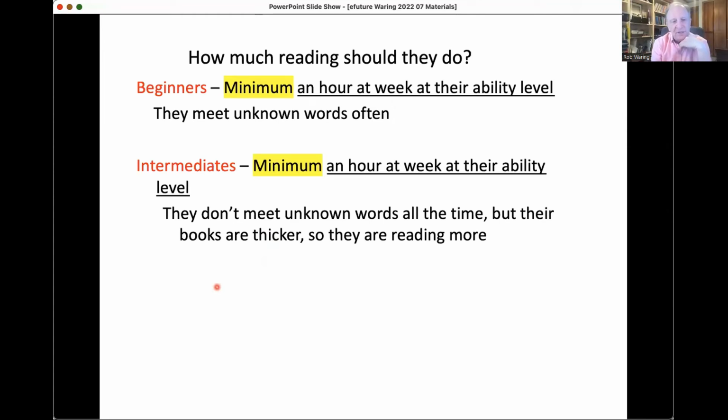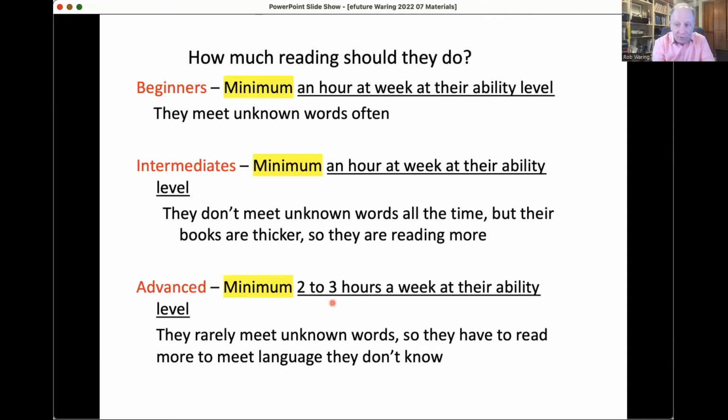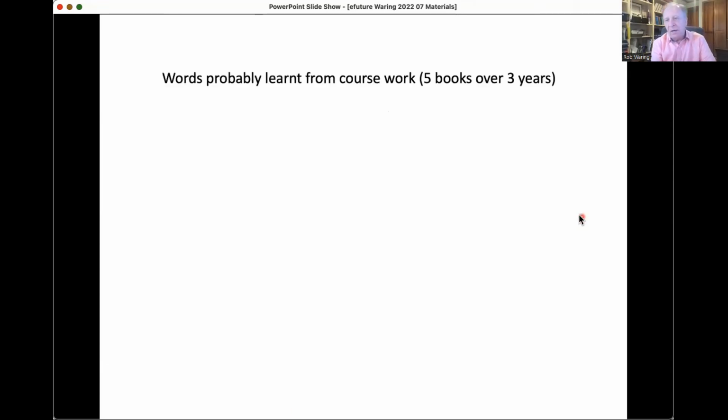For advanced learners, they need to meet more language, because when you read an advanced level book, you already know so much language that you have to read more to find things that you don't know. So advanced learners need at least 2 or 3 hours a week at their ability level. So we know from extensive reading that it really, really benefits. And let me show you a little piece of evidence for this.